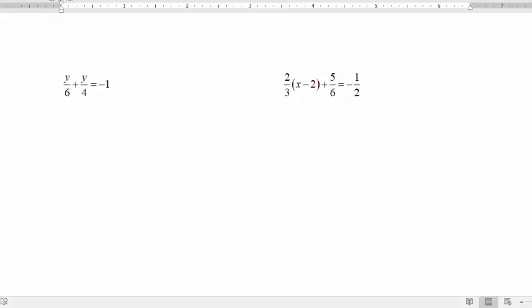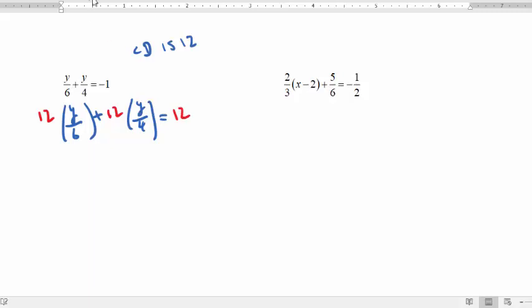So I'll explain that again as I do this one, right? So y over 6 plus y over 4 equals negative 1. So here the LCD of 4 and 6 is 12 again. So I'd multiply each of these three terms by 12. So I have 12 times y over 6 plus 12 times y over 4 equals 12 times negative 1. And this is the first time that we've had a term that doesn't have a fraction, but just because it doesn't have a fraction doesn't mean that you don't have to multiply it, right?